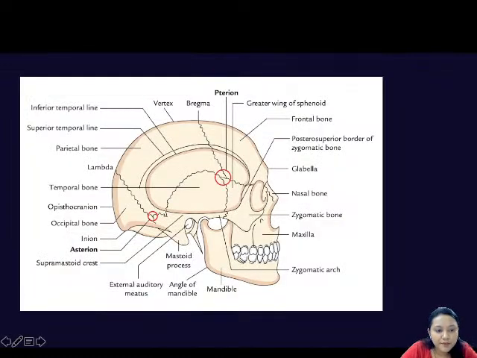Similarly, in this image, you can see that is the image clear to everyone?